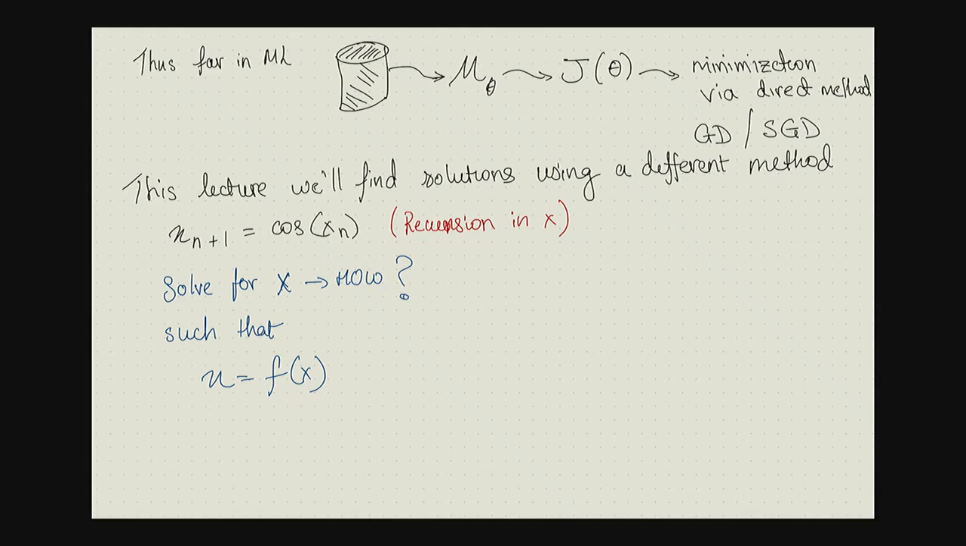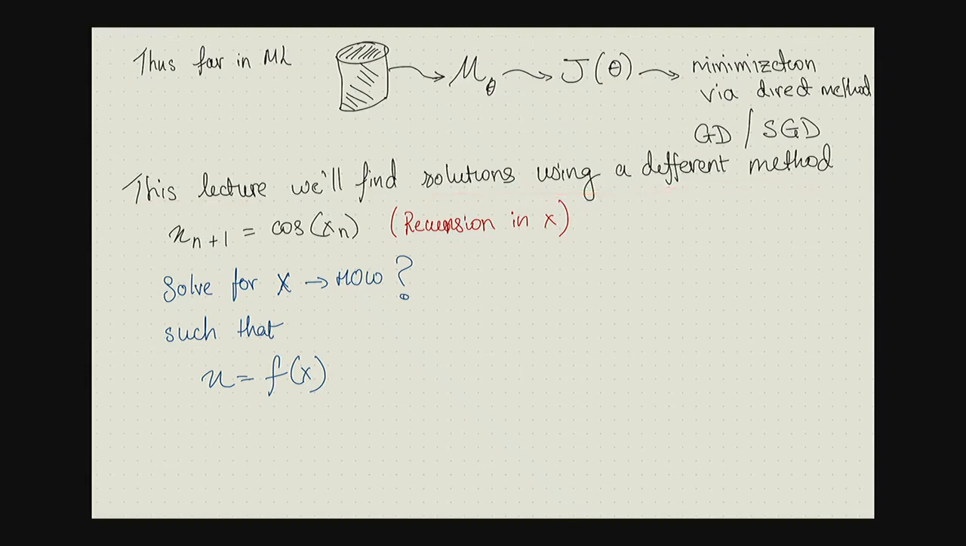So far in this class, we've started with the following data set. Then, given the data set, we've asked, can we build a model, some m of theta, with parameters theta that enable us to write down a loss function? This loss function tells us how good our model is at prediction relative to the actual ground truth labels we have for the data set. Given this, we then do minimization via gradient descent, the direct method, or SGD. In this lecture, we're going to find solutions using a completely different kind of method.